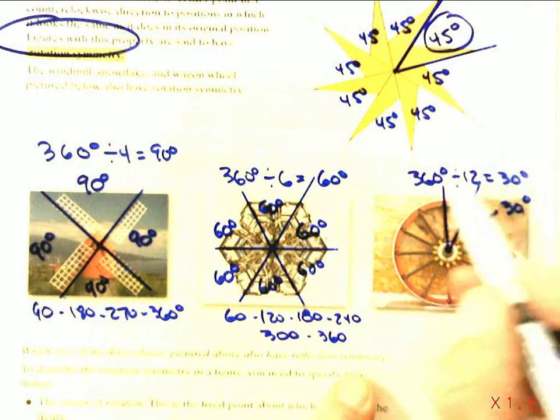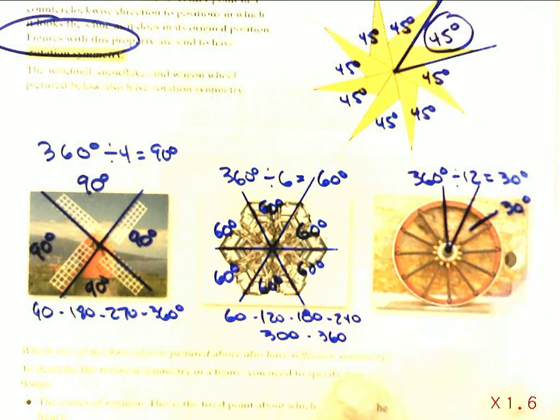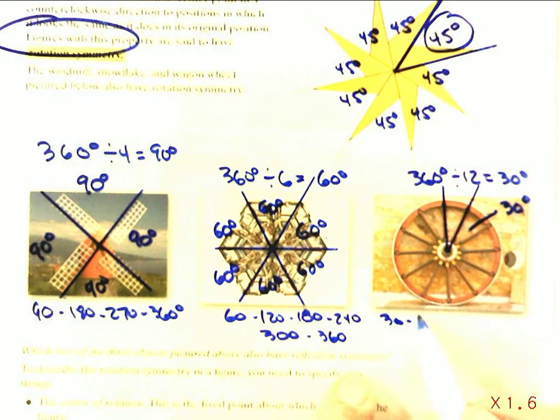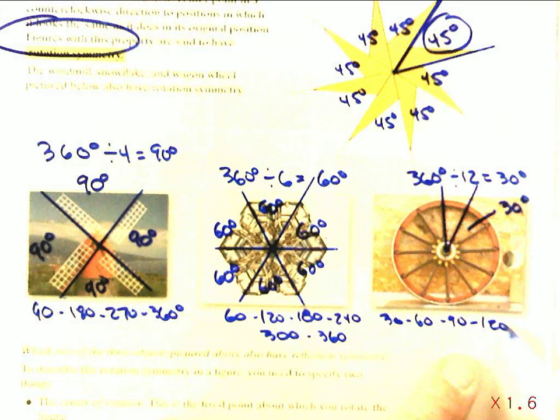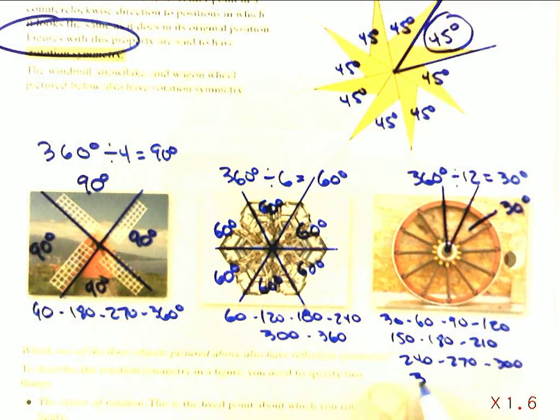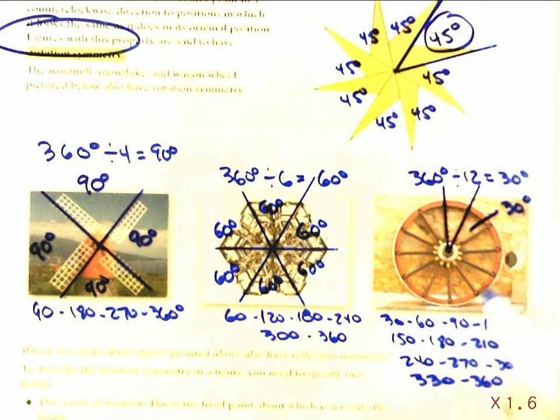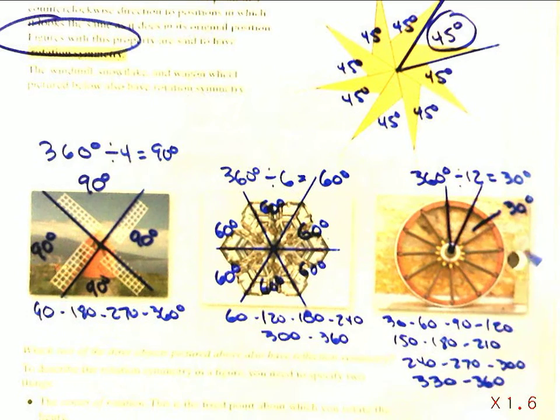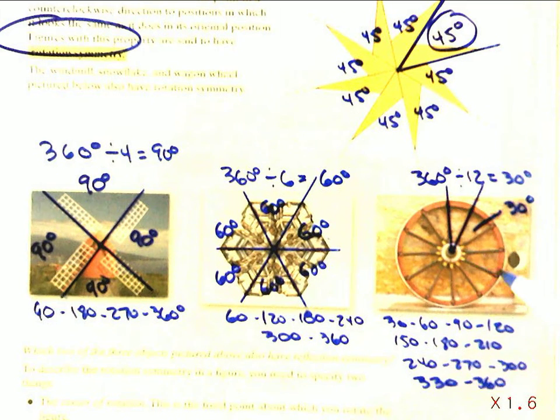And again, here you have even more with 30 degrees each. So I have 30, 60, 90, 120, 150, 180, 210, 240, 270, 300, 330, and 360 degree rotations. All of those rotations, all of those different amounts will bring this back to its original shape anytime we rotate it 30 degrees and more.